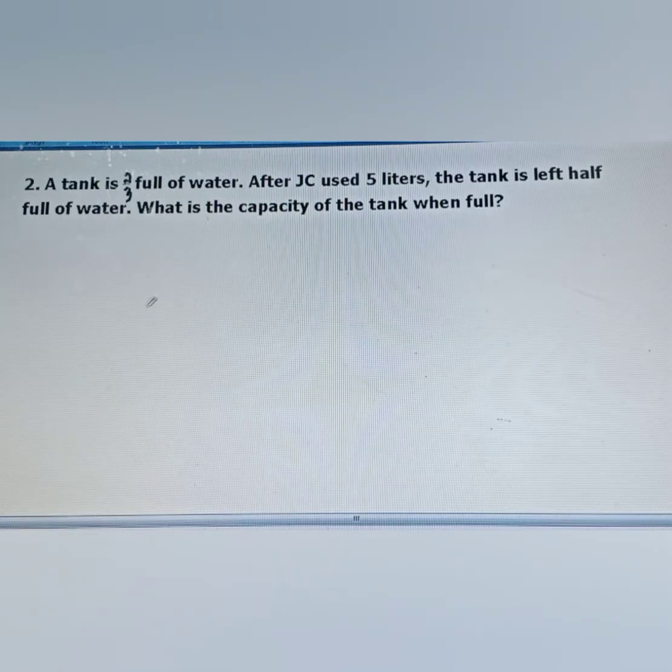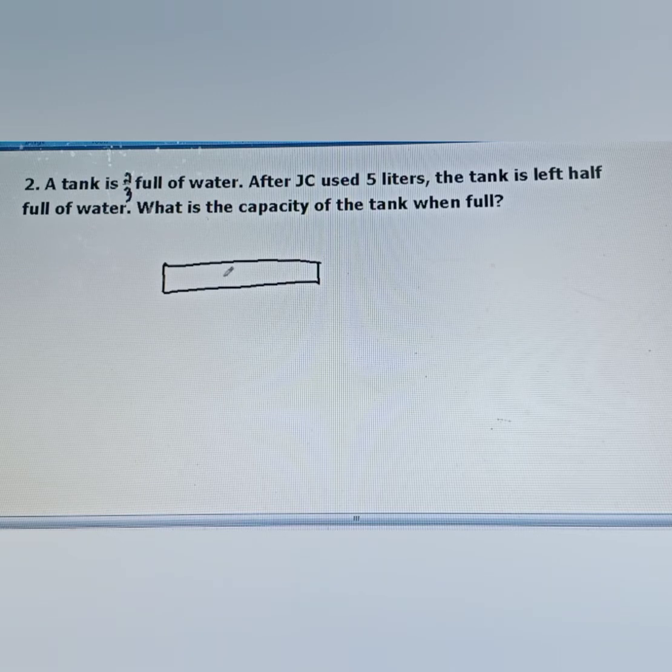The problem is, a tank is 2/3 full of water. After JC used 5 liters, the tank is left half full of water. What is the capacity of the tank when full? So we start with 2/3. Let me draw a block again. Don't mind the lines of my block. Let this block represent the tank.